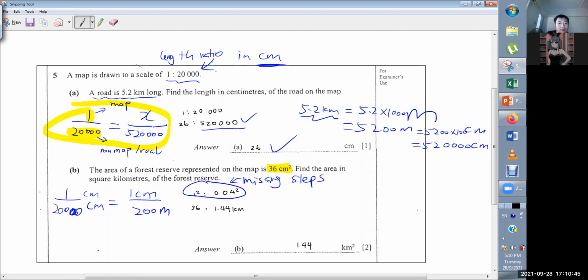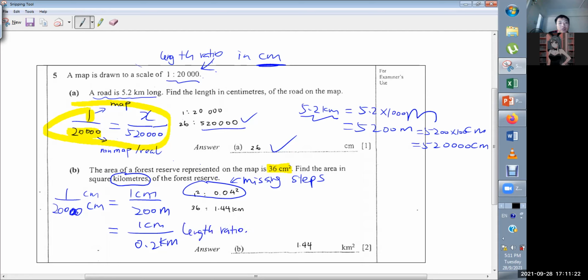In fact, 200 meter is not enough because the question wants kilometer. So you need to convert one more time. Above, 1 cm is 1 cm, it's okay. So now you need to convert the 200 meter to kilometer. How do you convert it to kilometer? You divide by 1,000. So if you do 200 divided by 1,000, you are going to get 0.2. Once you get this, this is the length ratio, by the way.